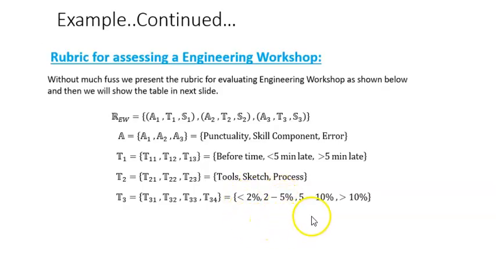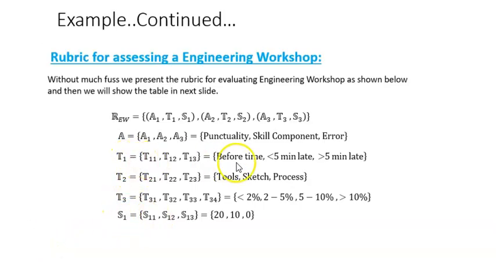And process would mean that he can describe the exact sequence of steps that he needs to take to obtain the work piece. And then for A3, the error, the average error in dimensions that he achieves: less than 2%, 2 to 5%, 5 to 10% and greater than 10%.